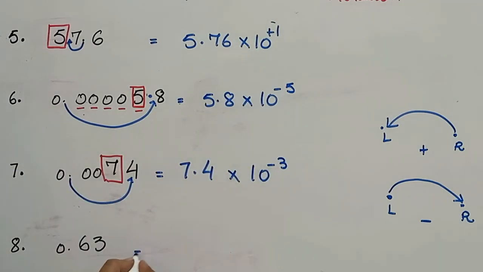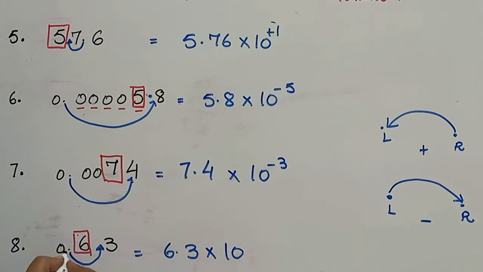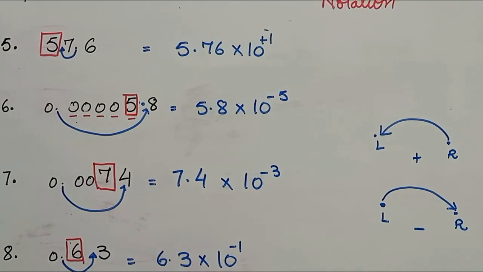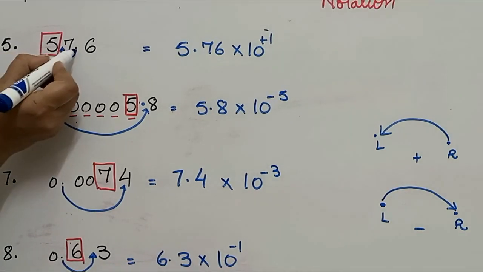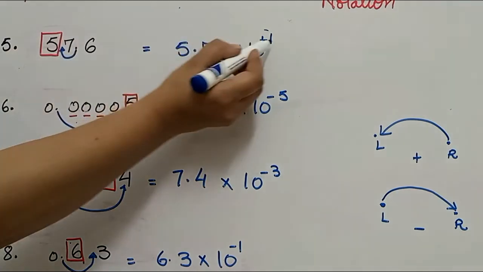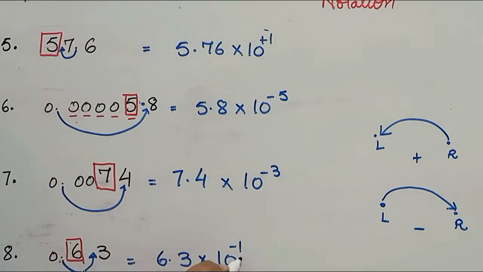Fine. Here again the first non-zero digit is 6 over there. And we have to move the point after the first non-zero digit. So it will move from this place to this. In between them there is just one digit. So here we have to write it down like this: 6.3 multiplied by 10 raised to the power, from left to right, so minus 1. Here you can see that it is from right to left, so positive 1, left to right, negative 1.